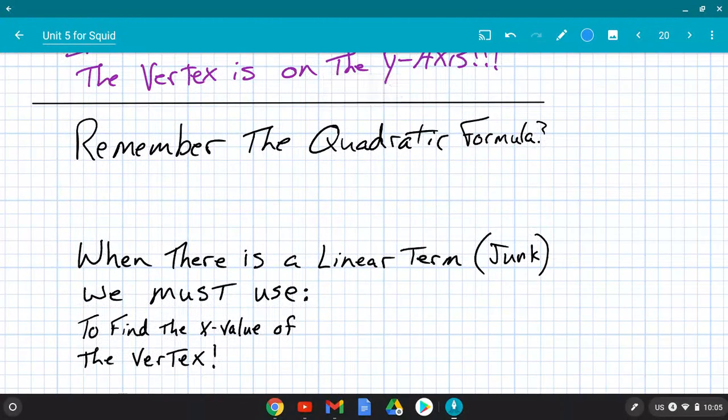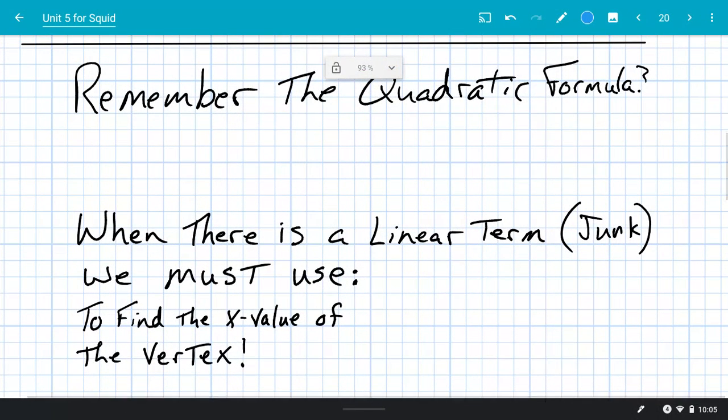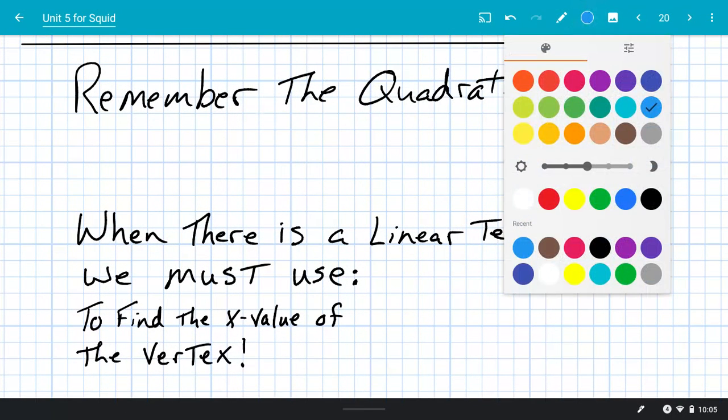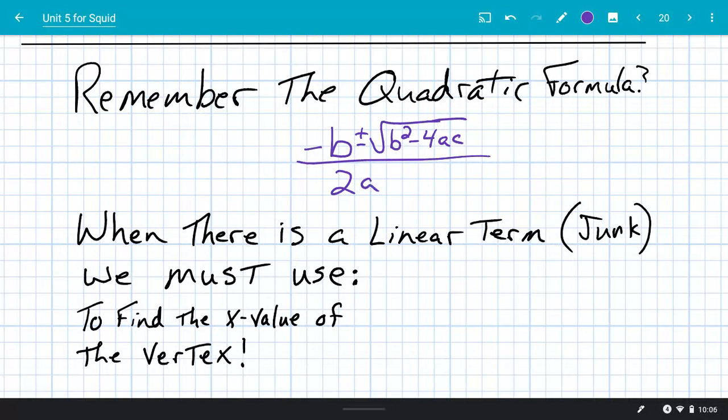I want to start this off by remembering the quadratic formula. So if you guys could help me remember the quadratic formula, I would appreciate it. Here we go. Negative b plus or minus square root b squared minus 4ac all over 2a.